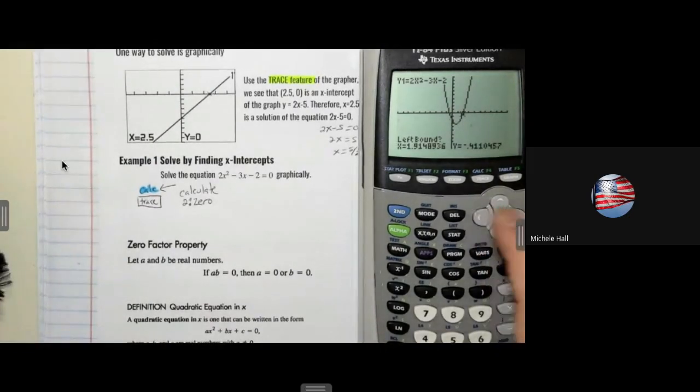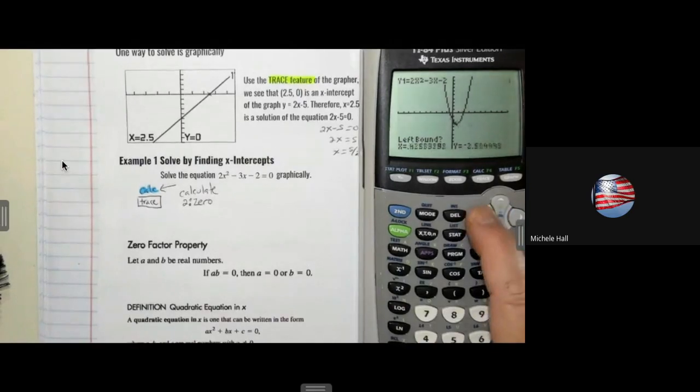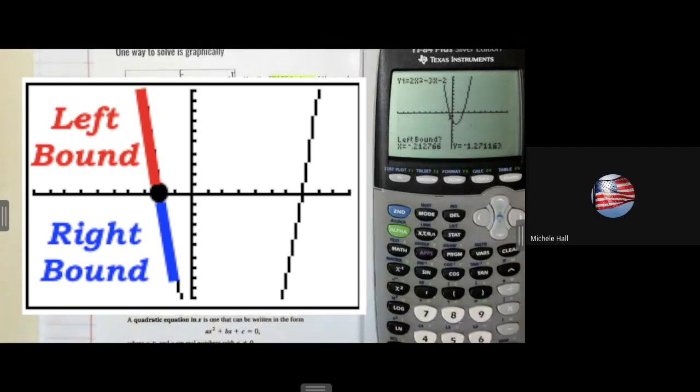Let's scroll over to the left. So my cursor is over near the left-hand side. Right now, it's asking me for a left bound. The calculator needs bounds. It needs a left bound. I need to be on this side of it. Here's my x-intercept. Do I need to be on top of the function or on the bottom of the function to be on the left side? That's what it's asking me right now. Give it a left bound.